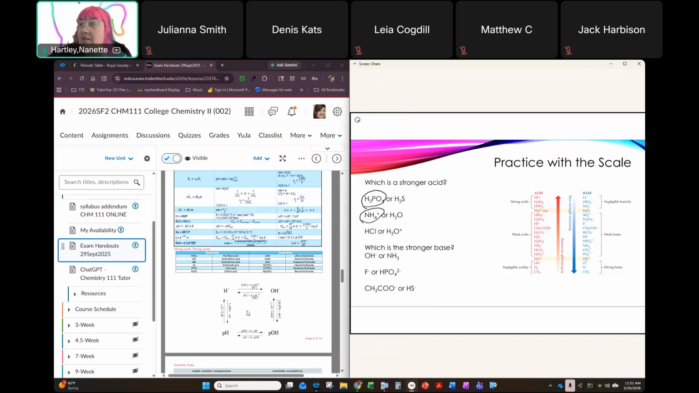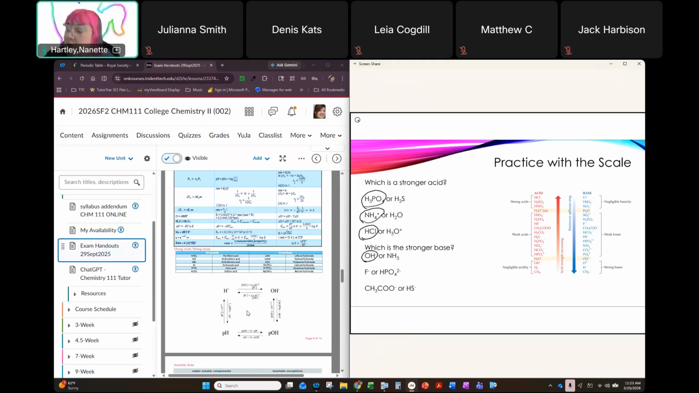When we talk about HCl and H3O plus, HCl is above, so HCl is the better acid. We know that it's going to donate its proton to make that H3O plus. Which is a stronger base? We have OH minus and NH3, sorry, there's no minus there. So there's an OH minus here, and where is NH3? NH3 is above it. So OH minus is the better base because it's below.